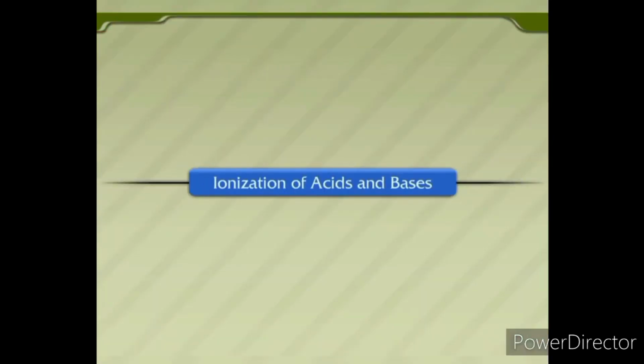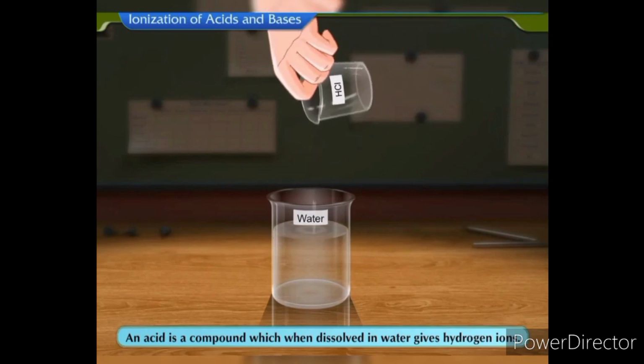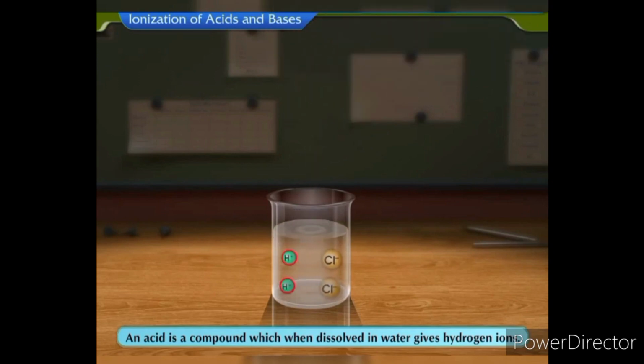Ionization of acids and bases. We know that an acid is a compound which, when dissolved in water, gives hydrogen ions.